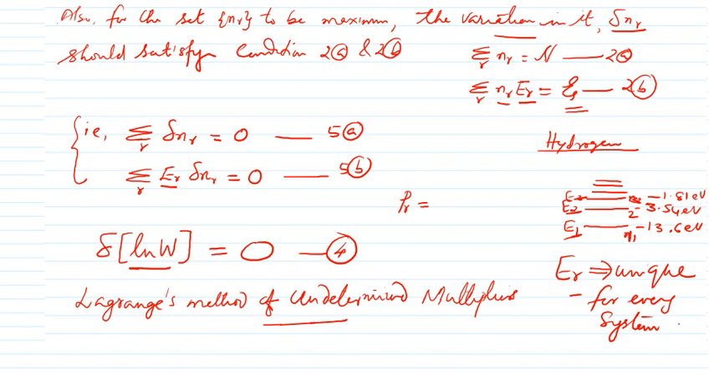This denotes what is known as the Boltzmann distribution: PR is equal to e raised to minus beta ER, divided by the sum over R of e raised to minus beta ER. In the denominator, you know that this is nothing but the canonical partition function.